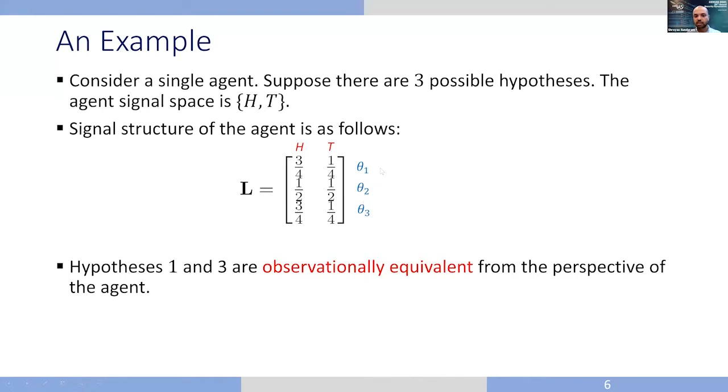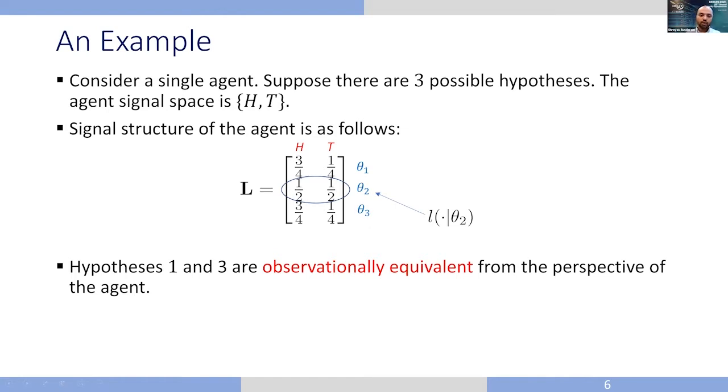What does this mean? It means if the true state of the world were theta 1, the agent is going to see heads 3/4 of the time and tails 1/4 of the time. If the true state of the world were theta 2, the agent is going to see heads half the time and tails half the time. And if the true state is theta 3, the agent is going to see heads 3/4 of the time and tails 1/4 of the time. Each of these rows is that conditional likelihood function that I mentioned before: the probability of seeing a certain signal under a certain state.